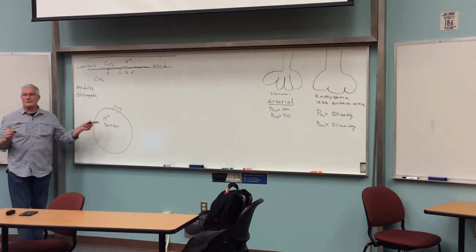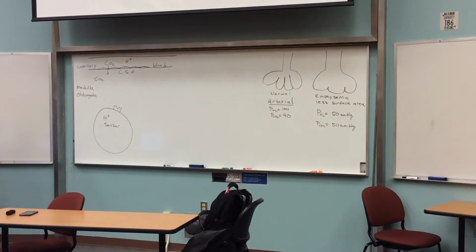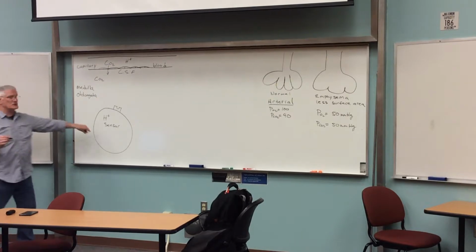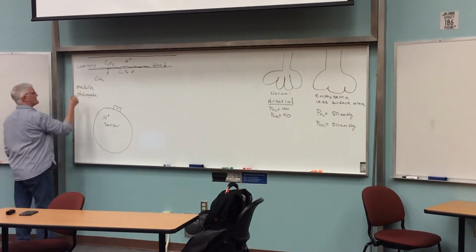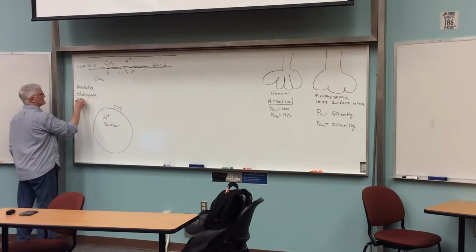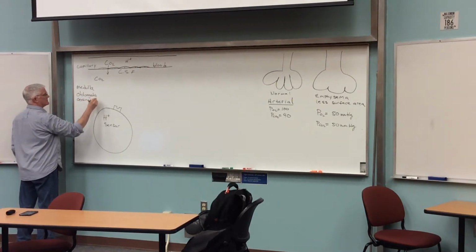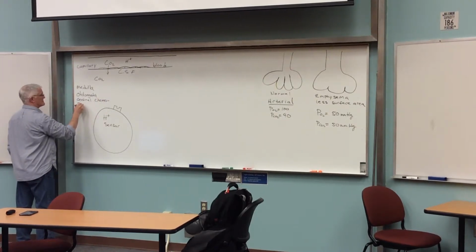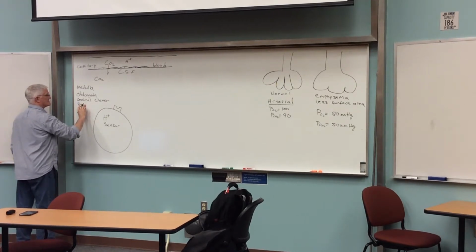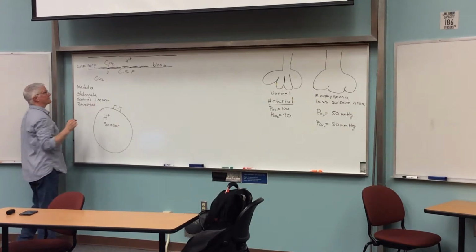So is this a peripheral or central chemoreceptor? Central chemoreceptor. This is a central chemoreceptor. Remember how it mainly measures hydrogen ions. That's why it's called the hydrogen ion sensor. So, medulla oblongata, central chemoreceptor.